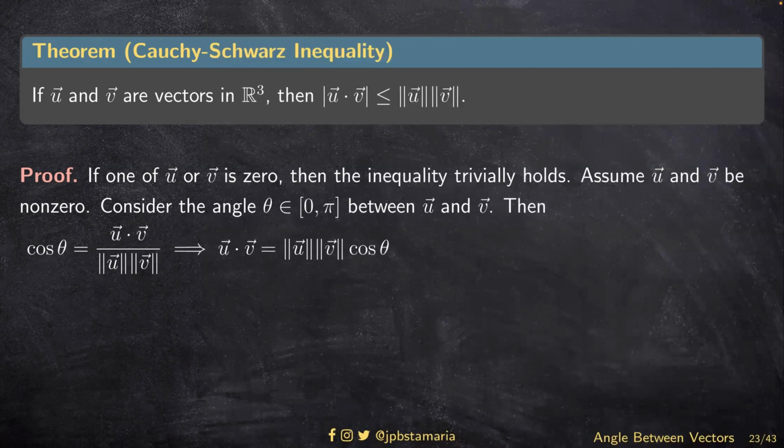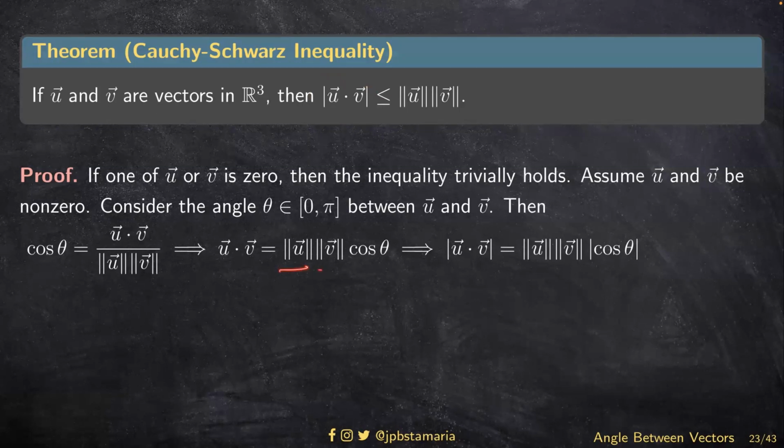I will take the absolute value of both sides because the inequality involves the absolute value of the dot product. Now, when you take the absolute value of these, they are norms, so they don't need absolute values anymore. What we need the absolute value for is the cosine, because the cosine could be negative in this range. In particular, in the second quadrant, the cosine is negative.